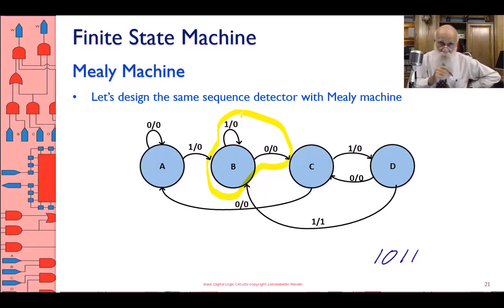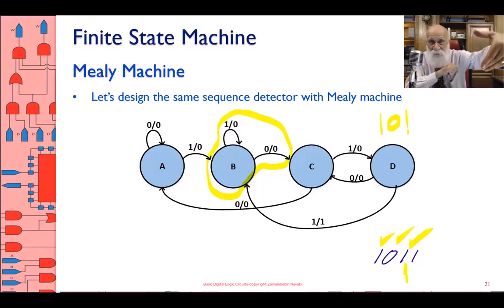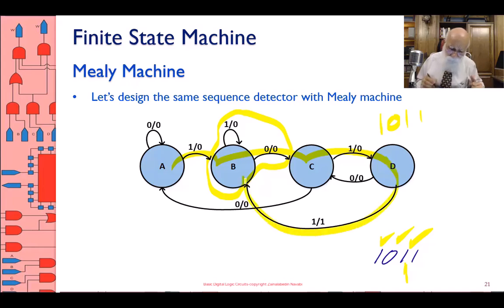So following the 1, 0, 1, 1: the 1, 0 takes me to state C. A 1 takes me to state D. This is where I am now. But then in state D, if I receive another 1, the output becomes 1. So I don't wait until I go to the next state to make the output 1. I say while I'm in state D, a 1 on the input makes the output 1. And therefore, I have detected 1, 0, 1, 1, starting from state A, back to state B.